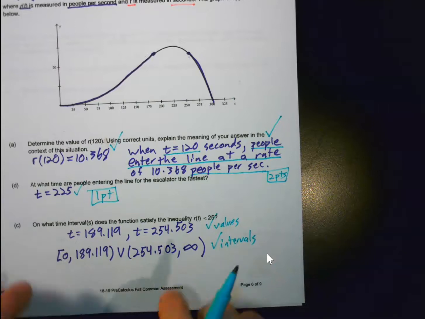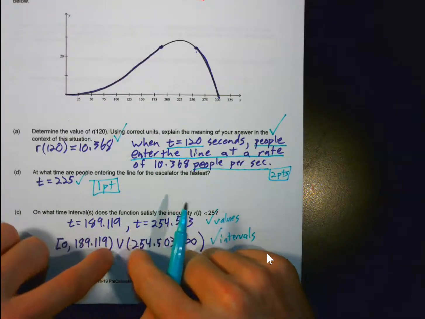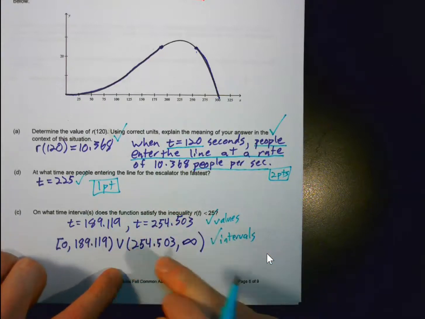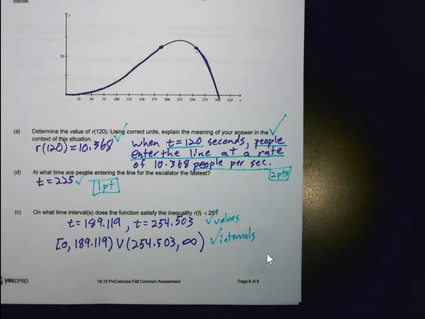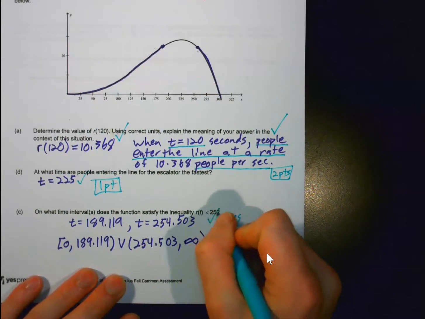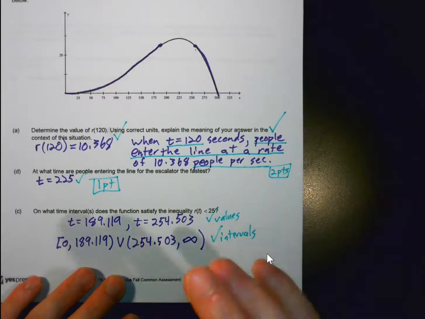And if you had actually included these endpoints, we don't really want to include those endpoints. We really want it to be the soft parentheses right here, not the hard braces, because we're asking for strictly less than 25. And if it's actually equal to 25 at that point, we don't want to include that. So that would have cost you a point as well.